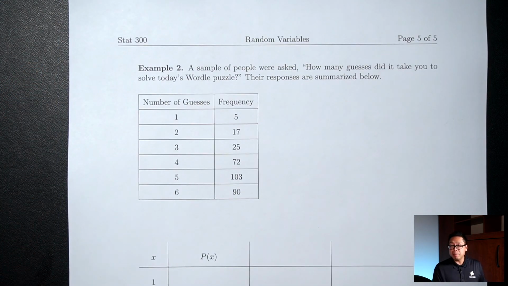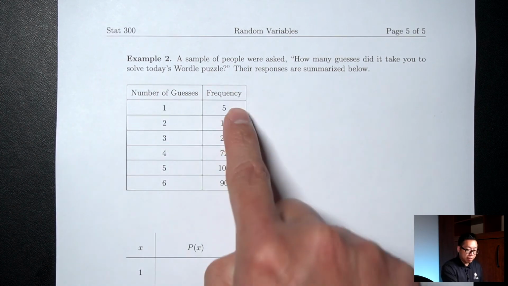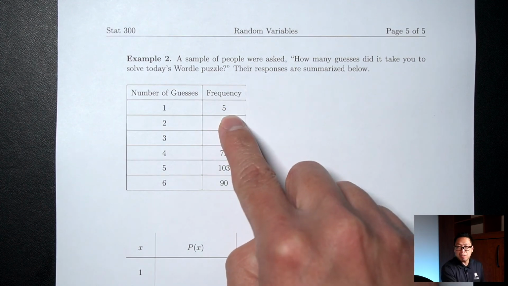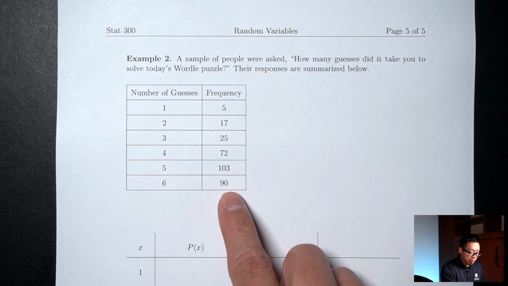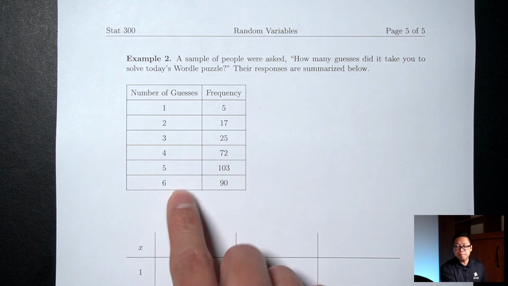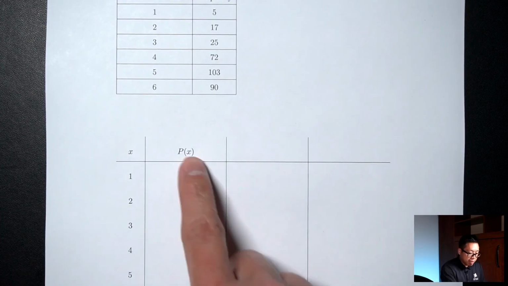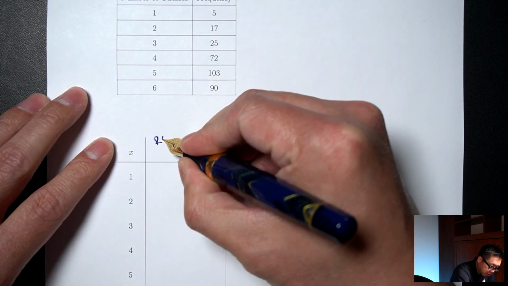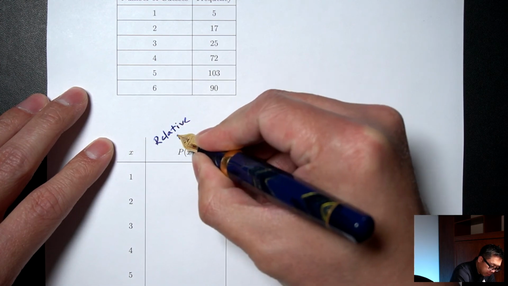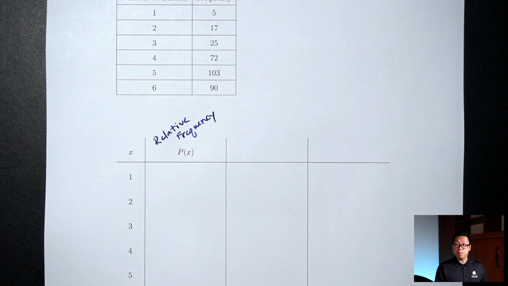How would you find the probabilities to begin with? You would start by collecting data, by asking people how many times did it take you to solve today's puzzle, and then you would organize it like this and get a frequency table. So this 5 means that there's 5 people who took 1 guess. There's 103 people who took 5 guesses. There's 90 people who took 6 guesses. How would we find the probabilities? Remember, I said you could think of the probabilities as relative frequency. And we know how to find relative frequency.